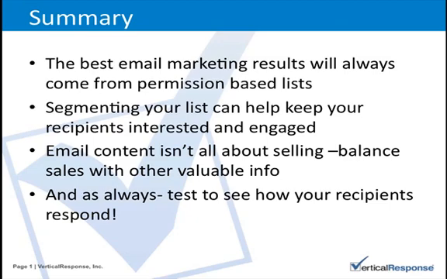So just to wrap this up, just some things to keep in mind. The best email marketing results will always come from your permission-based list. Those are the people who are most interested in your company. That's where your advocates are. That's where the people who are most engaged with your company are. Segmenting your list can help keep your recipients interested and engaged, especially if you're sending out targeted emails that are specific to what they want to hear from your company.